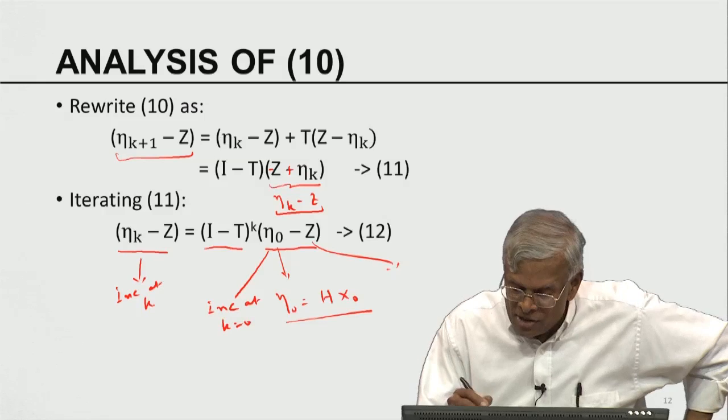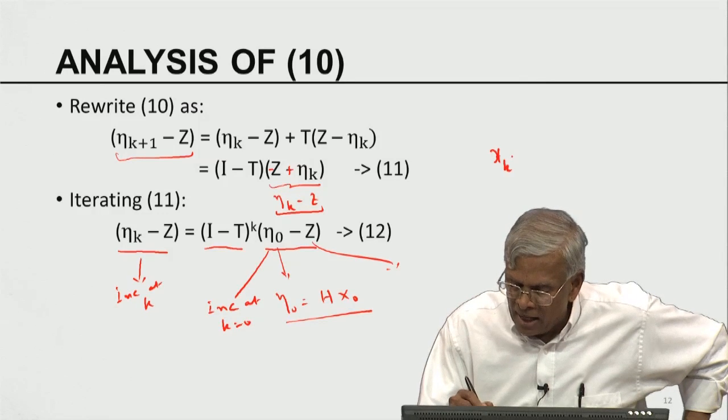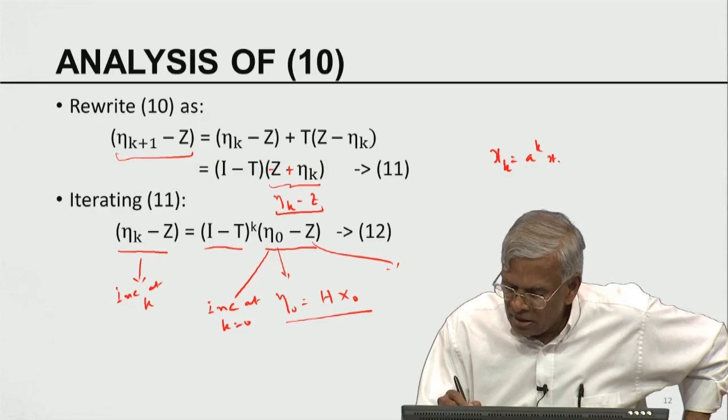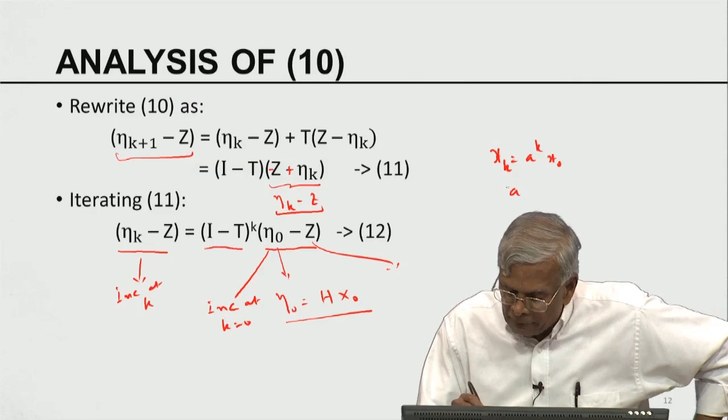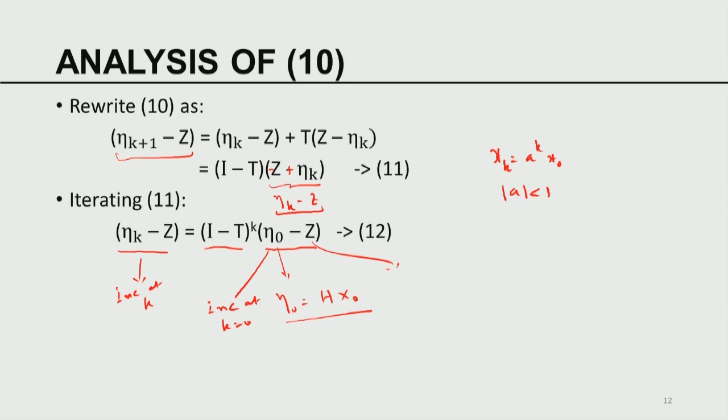So if I had an equation x k is equal to a to the power of k x naught, if absolute value of a is less than 1, you readily know limit k tending to infinity of x k is 0. Therefore, in analogy with this, now you can see if the kth power of I minus t goes to 0 as k goes to infinity, eta k minus z will go to 0, so eta k will match the observation.